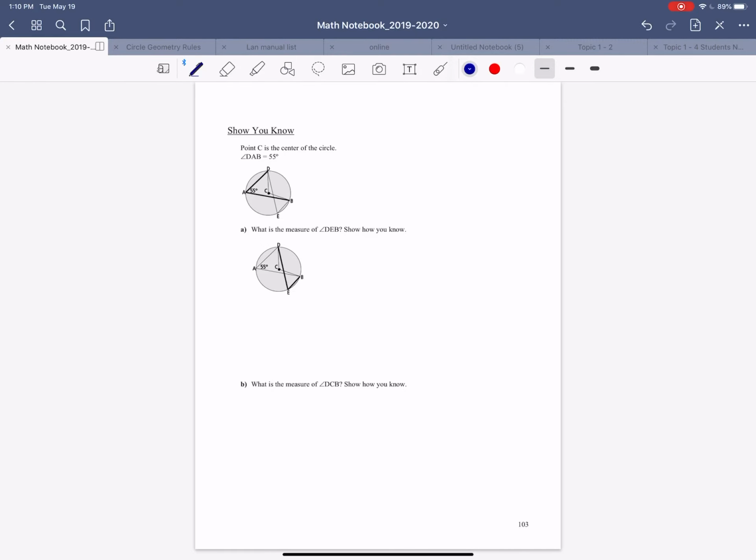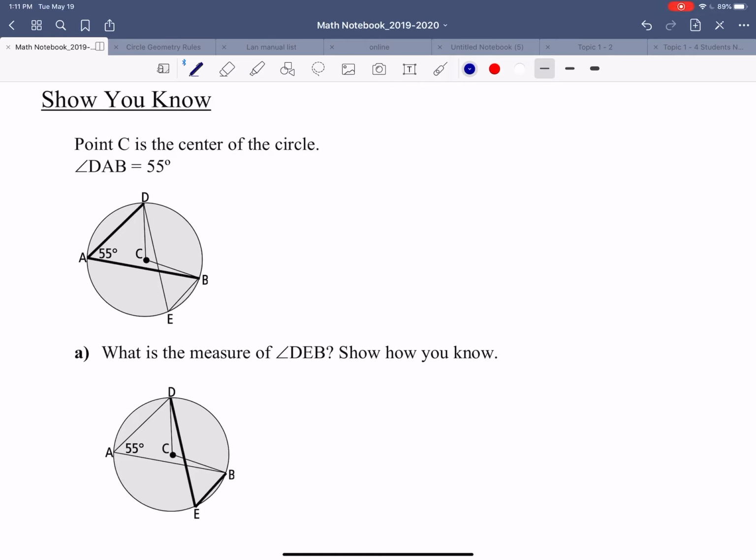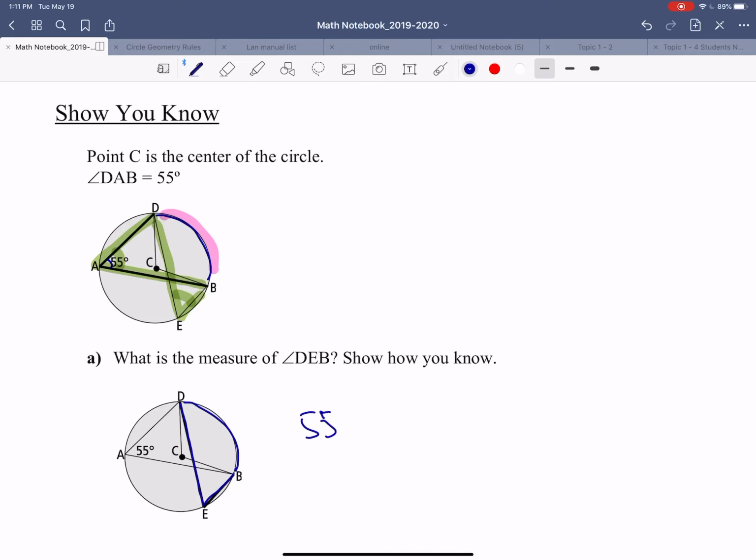Done. Okay, so the point C is the center of the circle. DAB is 55. That's an inscribed angle, and the arc is BD. What's the measure of the angle DEB? DEB is another inscribed angle with chord BD. I'm going to highlight it. This angle here and this angle here are sharing the same chord BD. So angle A and angle E are the same.